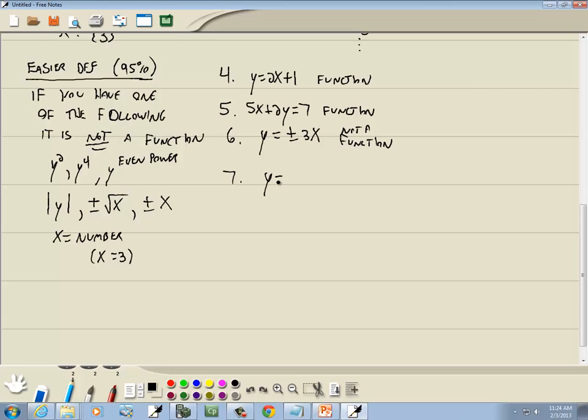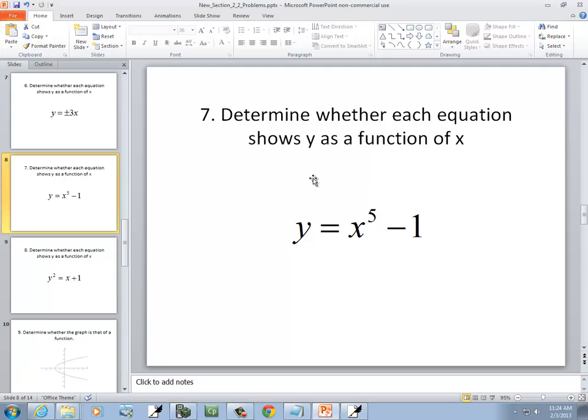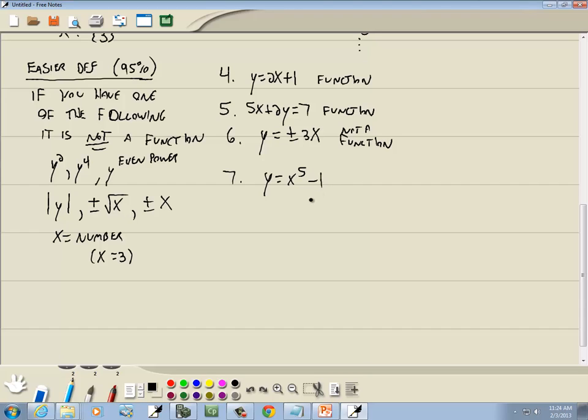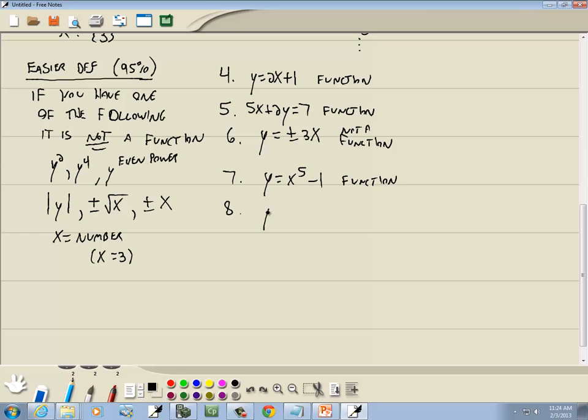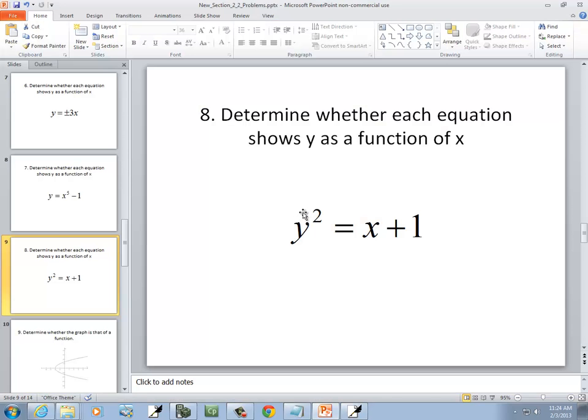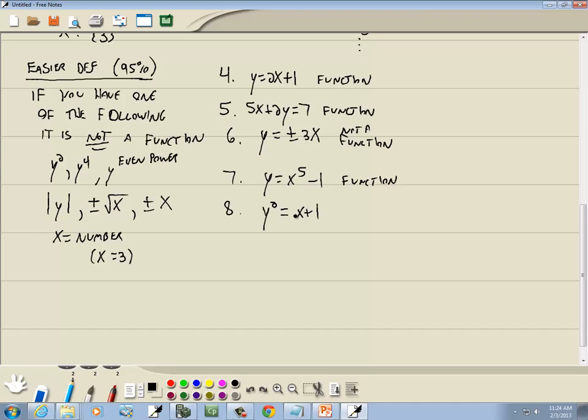Let's see. y is equal to x to the fifth minus 1. Well, again, this is like y to the first, so that's fine. We just can't have y to an even power. So this is a function. And number 8. We got y squared is equal to x plus 1. Well, we have a y to an even power. It cannot have y to an even power, so this one's not a function.